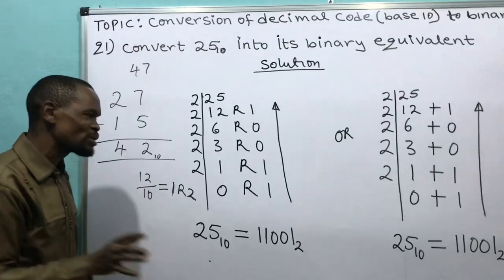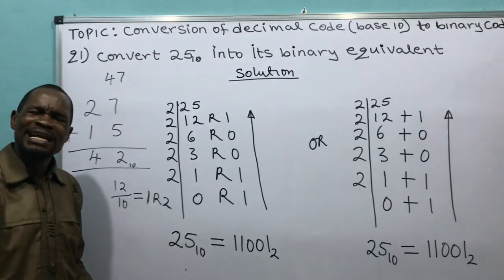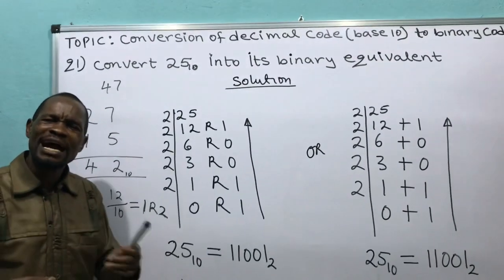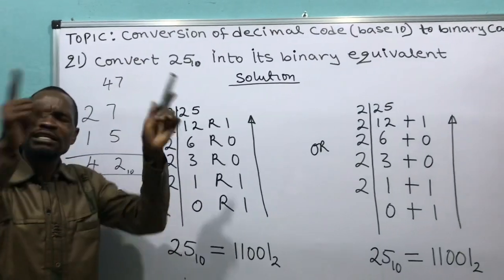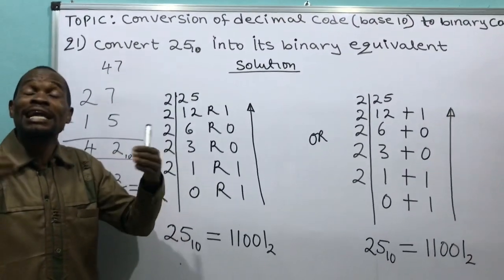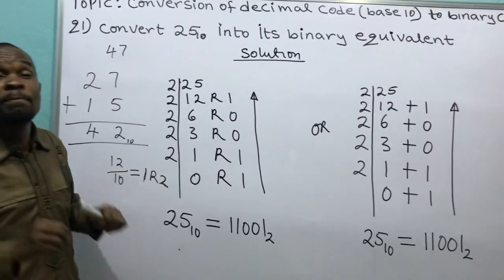So you will now see that what we are doing, our day-by-day transactions, are done in base 10. In our multiplication, division and subtraction, all are in base 10. They are done in base 10.